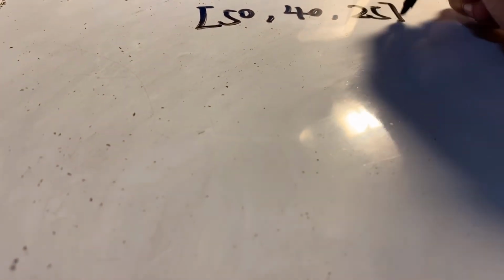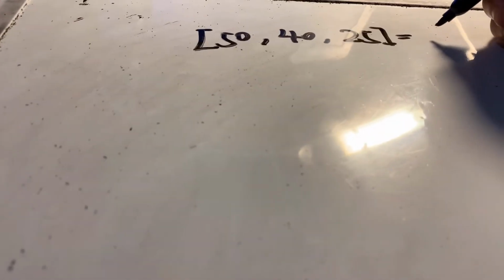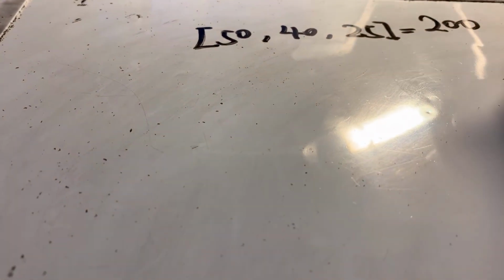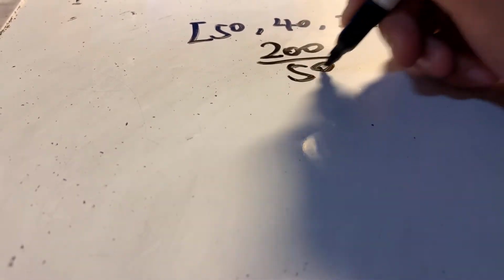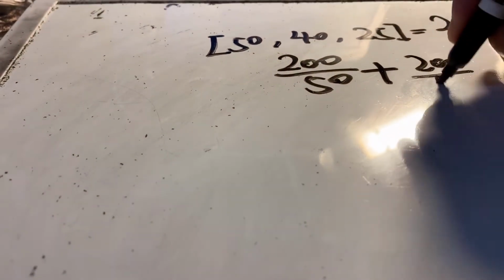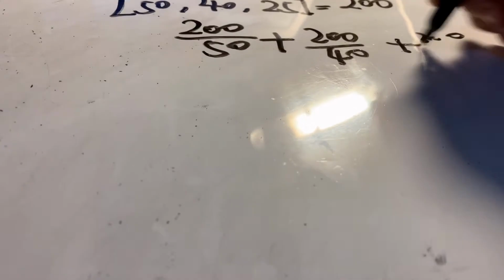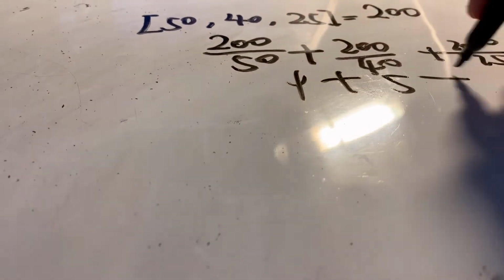Next problem. Cayley makes treat bags. Each bag contains exactly 1 chocolate, 1 mint, and 1 caramel. So this problem, we first find the least common multiple of them. 200. What we are going to do next is we add them together. And we get the final answer. It is 4 plus 5 plus 8 is 17.